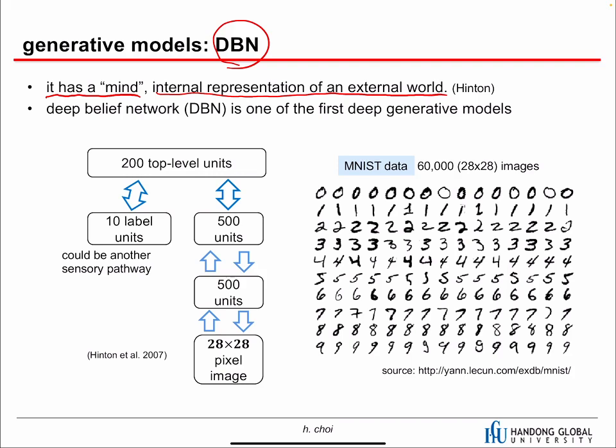We look at the external world, and our brain has an internal representation of it. As long as we have an internal representation, we can imagine something. So imagination is actually generation. If the model can generate the input, then we can say this model has a mind. That's a simple understanding of the mind. So given this MNIST data, we can generate the same image based on this network.